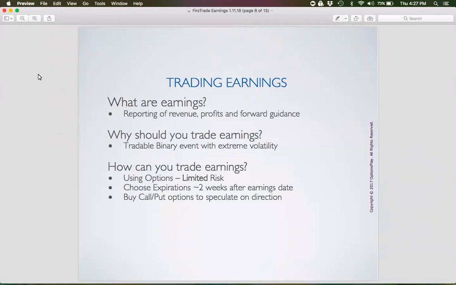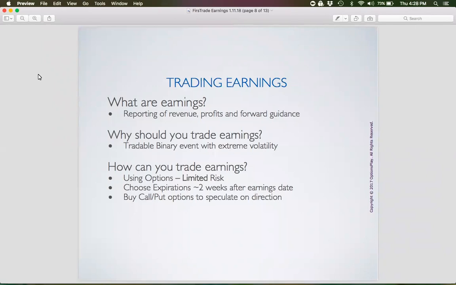So let's talk about trading earnings. We'll start off with what earnings are. Earnings are simply a company reporting its revenue, profits, and providing forward guidance as to what they see their expenditures will be, or what the outlook looks like going forward. When they report these revenues and profits, we match them against the expectations from analysts on the street. Depending on whether the report is better or worse than the expected analyst reports, that's what we call a beat or a miss.